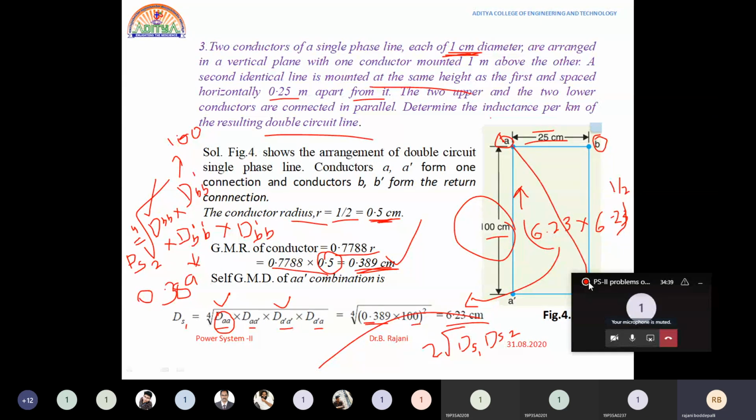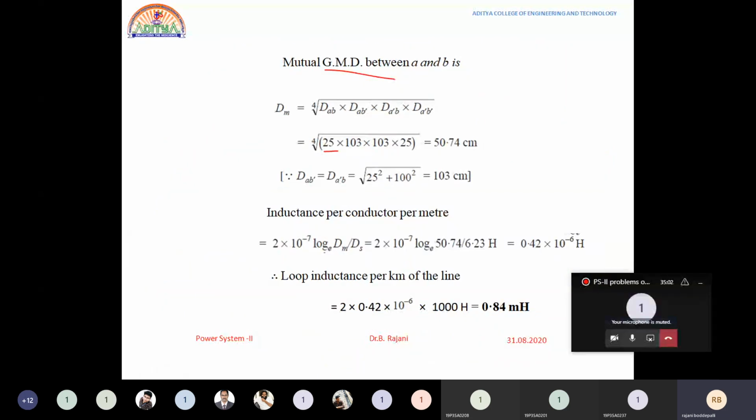A to B dash, this value is the square root of 25 square plus 100 square. See here, this is the value. Here we are having B dash; we are not able to see it over here. See, A to B dash over here. So 25 square plus 100 square, you will get the value of 103. So DAB dash is 103 we are having over here, and DA dash B is also 103.